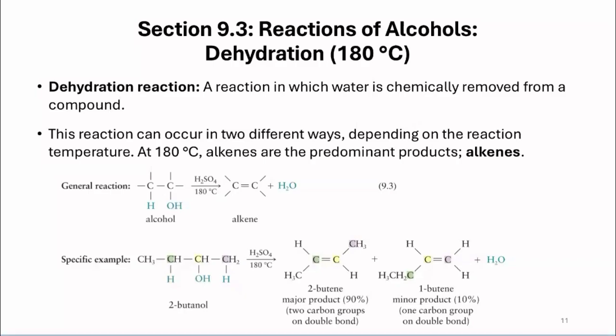Now we're going to learn about the dehydration reaction that happens in alcohols. A dehydration reaction is a reaction in which water is chemically removed from a compound. Specifically in alcohols, when you expose them to strong acid, specifically sulfuric acid, at 180 degrees Celsius, you will convert the alcohol to an alkene by removal of an OH group and a hydrogen. That's what converts into water.